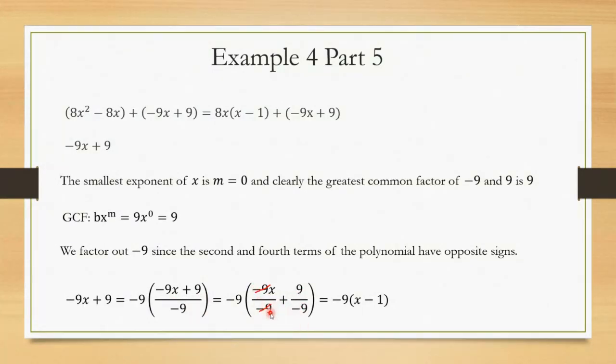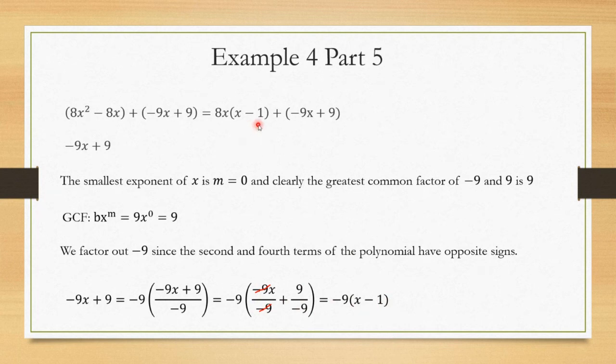We have minus 9x over minus 9. The minus 9s cancel, you get x. Here we have plus 9 over negative 9. Well, that's plus negative 1, which is the same as x minus 1. So this is what we get: minus 9 times x minus 1. That's for the second group.